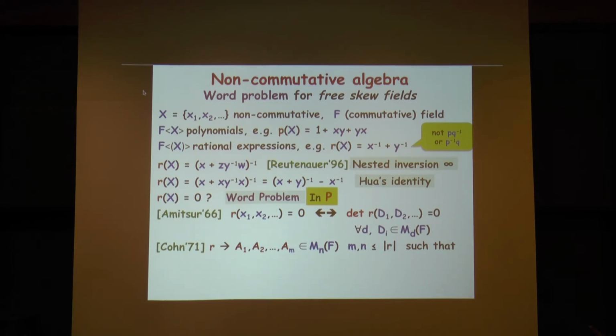What Cohn did, in another construction of this free skew field, he proved that any rational expression can be turned into a sequence of matrices such that this expression is zero exactly if this symbolic matrix is singular. Okay? So you can take any formula with division and translate it to a symbolic matrix, and one is zero if the other is singular. What does this remind you of from the beginning of the talk? Which theorem? The Valiant theorem.